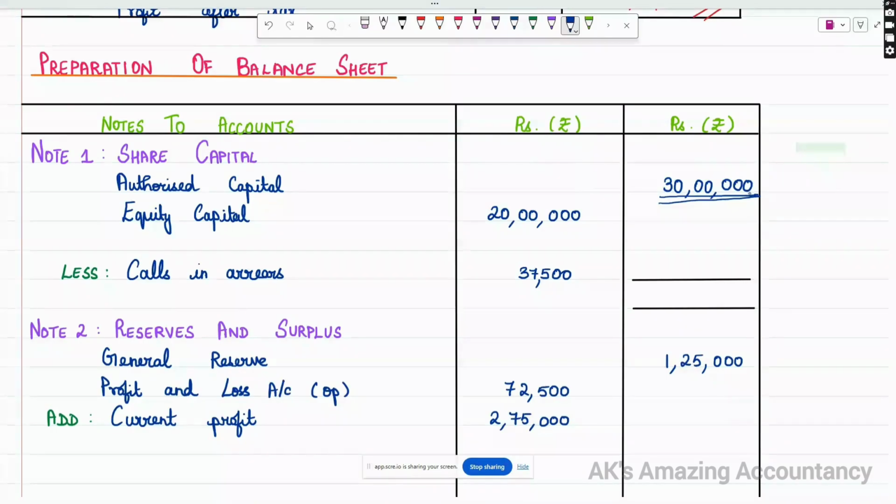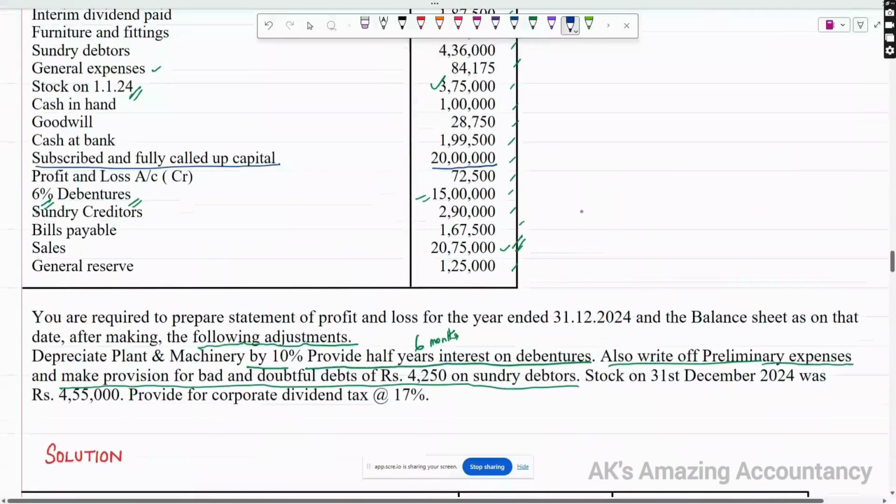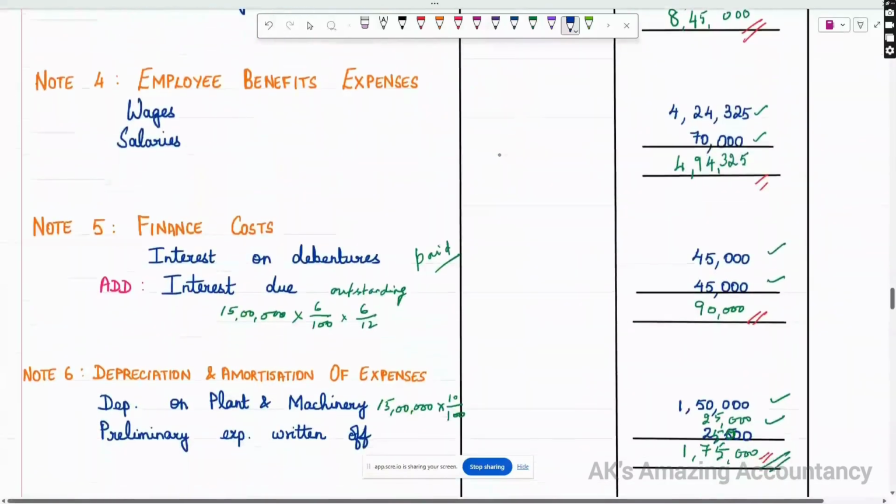As you all know, authorized capital is the maximum amount of capital which the company is authorized to raise as per the capital clause of the Memorandum of Association. So we'll be taking into account only this amount of 20 lakhs. How this 20 lakhs is given to you in the problem, just have a look at the problem. You're given subscribed and fully called up capital. This subscribed and fully called up capital, that only we have to take into account now.